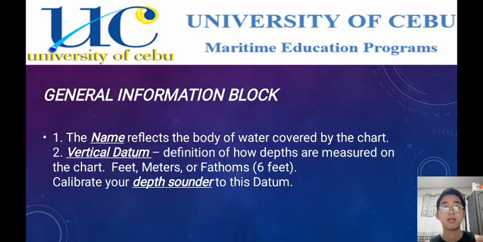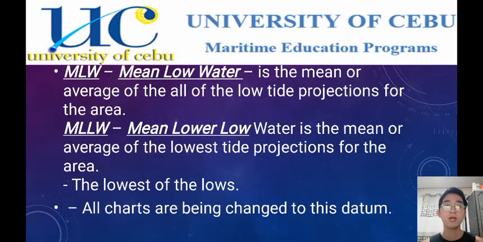General information block. The name reflects the body of water covered by the chart. Number 2. Vertical datum. Definition of how depths are measured on the chart by feet, meters, or fathoms, which is 6 feet. Then calibrate your depth sounder to this datum. MLW, or mean low water, is the mean or average of all the low tide projection for the area. MLLW, or mean lower low water, is the mean or average of the lowest tide projections for the area. The lowest of the lows, and all charts are being changed to this datum.